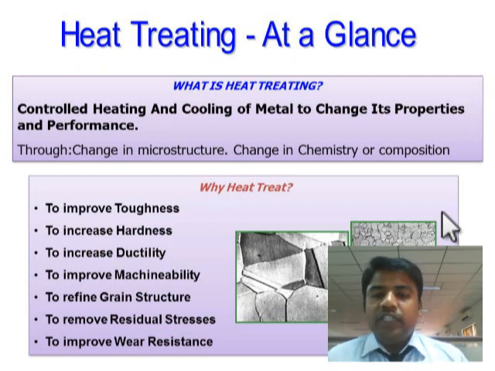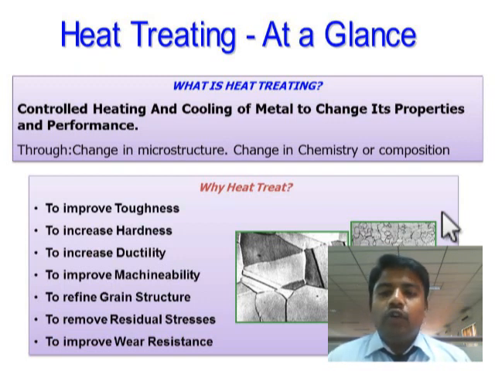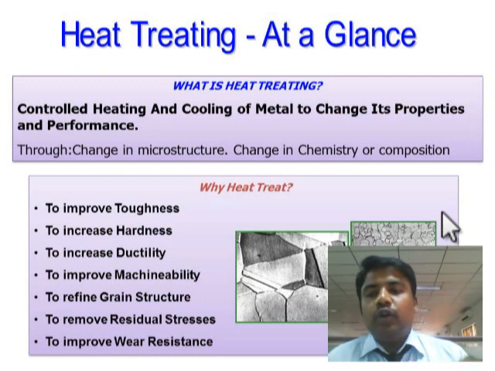Okay, first we see the definition of the heat treatment process. What is a heat treatment process? Controlled heating and cooling of metal to change its property and performance. So here we go for heating and cooling at a controlled level. If we want to heat a metal, we go for a controlling process.